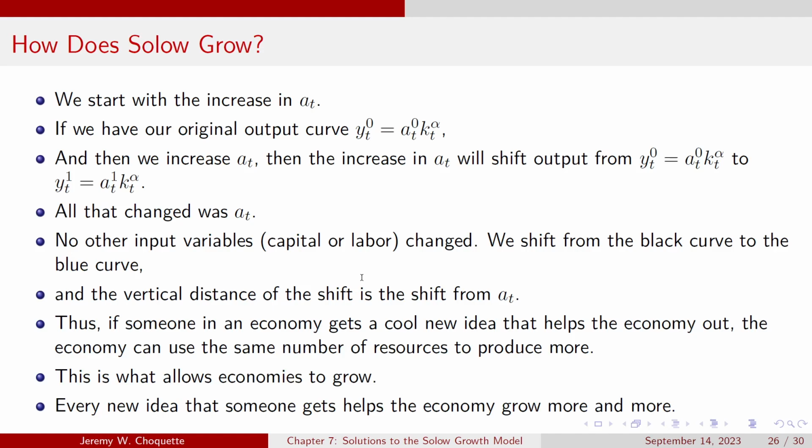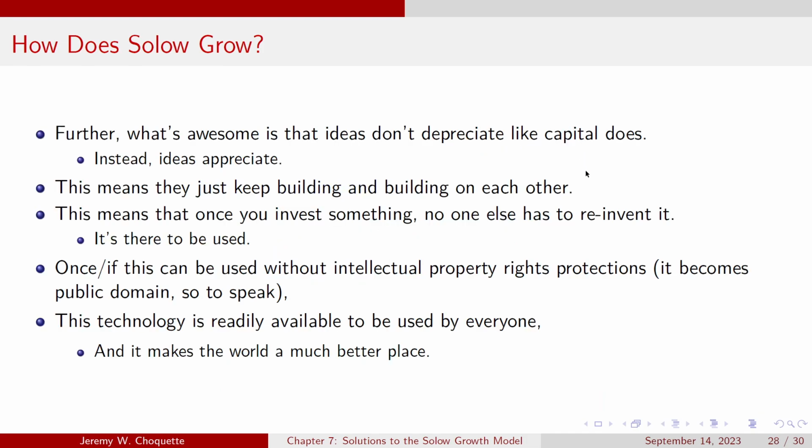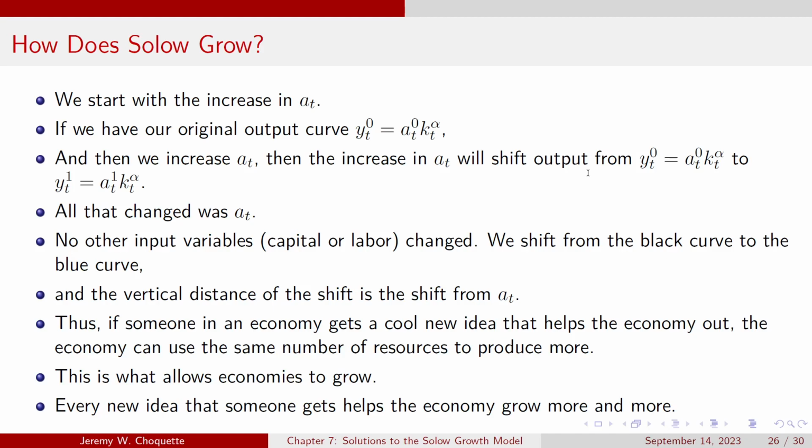Now, let's say I increase A, right? And the only thing that's going to change here is A. When I do that, no other variables change. Capital doesn't change. Labor doesn't change. What happens is I'm going to shift from the black curve up to the blue curve. I'm going to shift from here up to here. Note, steady state capital is the same, but steady state output increased. So the only input that changed was A. A naught increases up to A1. So the vertical distance of that shift is the shift that's driven entirely from A.